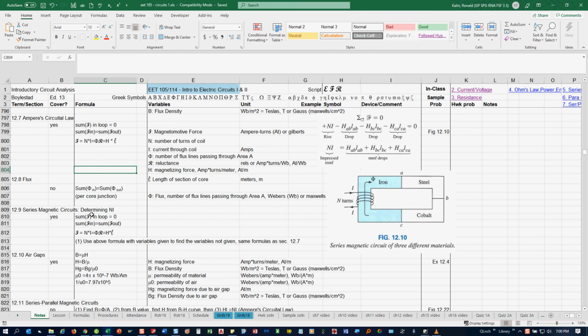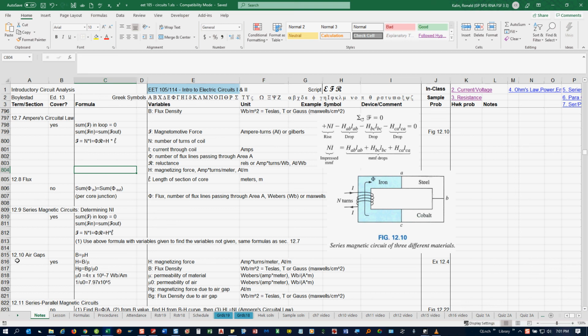So the difference between 12.9 and 12.7 is you're usually given what N and I are here, and you have to figure out what H is. Sometimes you're probably given what L is, but you have to figure out what H is, and whatever variable you're not given, that's the one you need to look for. So in this one, maybe you're given what H and L are, and maybe what N or I is, and then you have to figure out what Ni is.